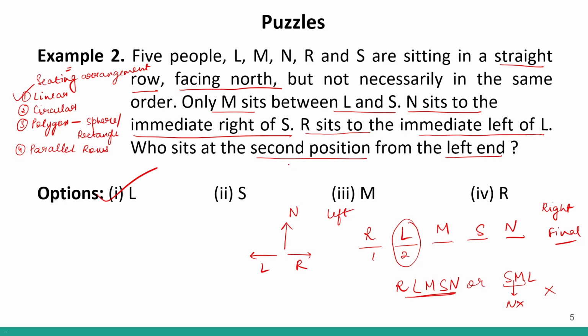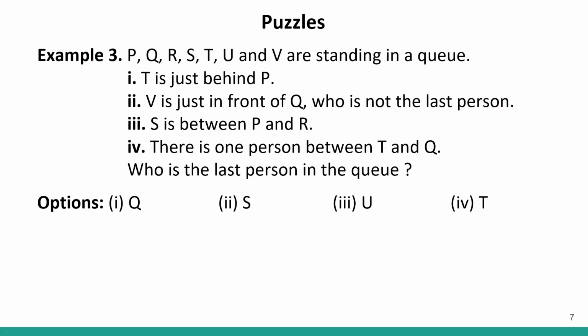Clear? Now let us look at question number 3. Question number 3 says P, Q, R, S, T, U and V are standing in a queue. Queue means a line or a column. There are how many people? 1, 2, 3, 4, 5, 6, 7. So 7 people are standing in a line. I am saying this is my front end of the row and this is my back end of the row. Okay.